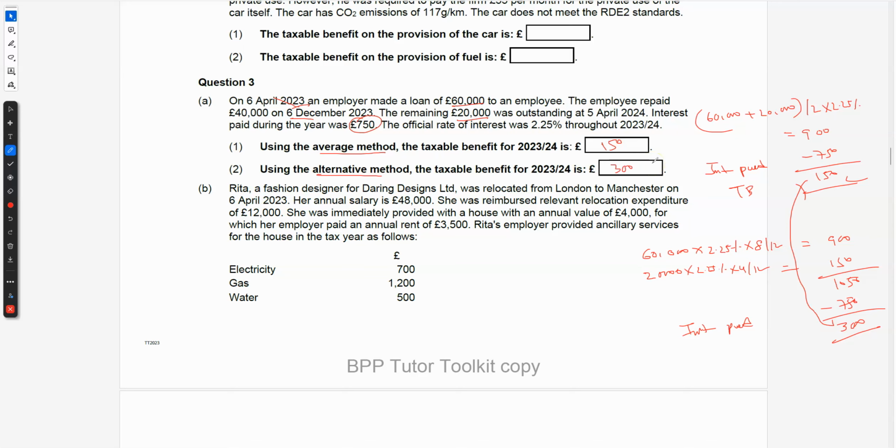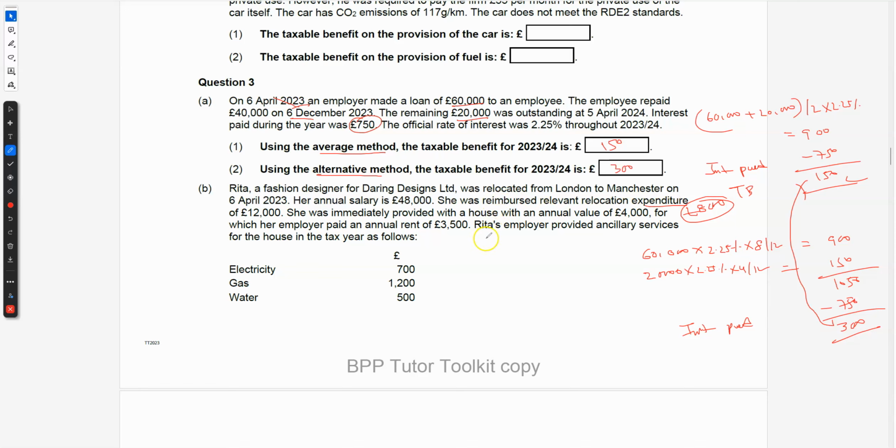Alright, the next one we have here, it says Rita, a fashion designer for Darling Design Limited, was relocated from London to Manchester 6th of April 23. Her annual salary 48,000. She was reimbursed relevant relocation expenditure of 12,000. Remember that relocation expenditure is exempted up to 8,000. So if it is more than 8,000 a year, the remaining balance will be taxable benefit.